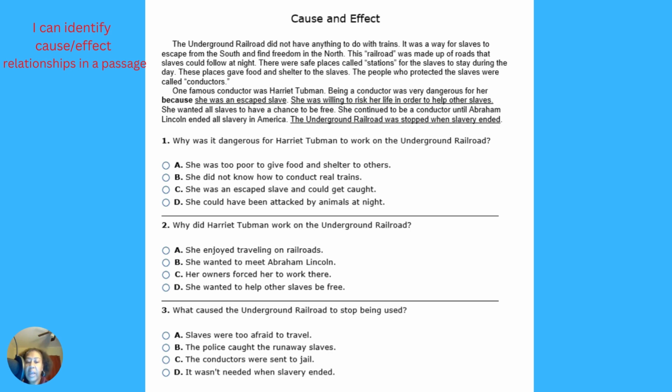So if you want to make a good grade, and if you want to get the answer right, always go back. I know your teacher tells you all the time, go back and check the passage. Go back and reread the portion, and you'll definitely find the answer. All right, boys and girls. Number 3, what caused the Underground Railroad to stop being used? Was it A, slaves were too afraid to travel? B, the police caught the runaway slaves? C, the conductors were sent to jail? Or D, it wasn't needed when slavery ended?